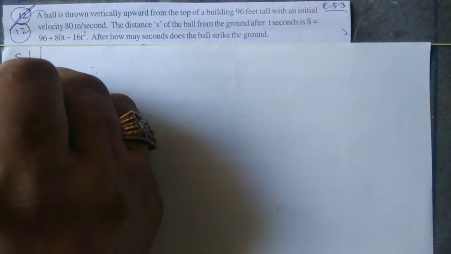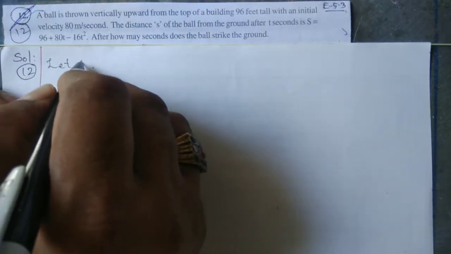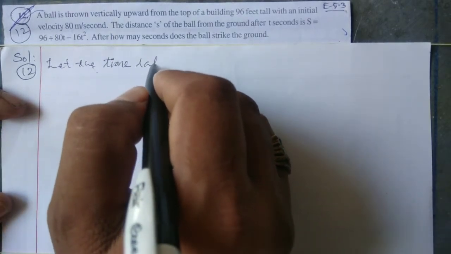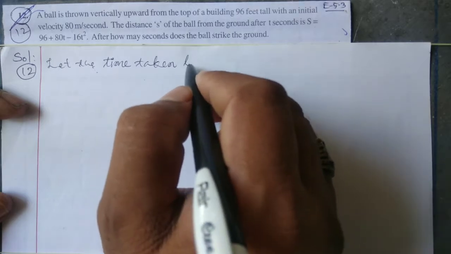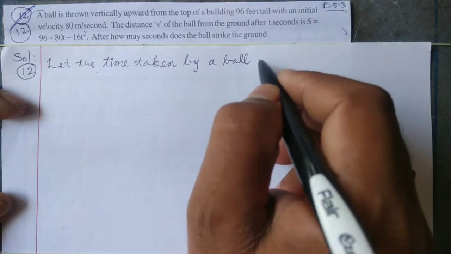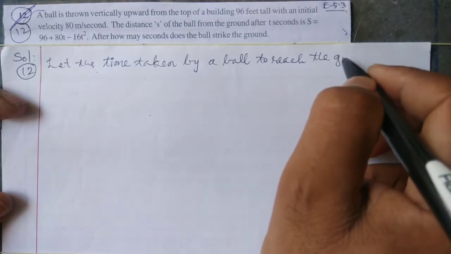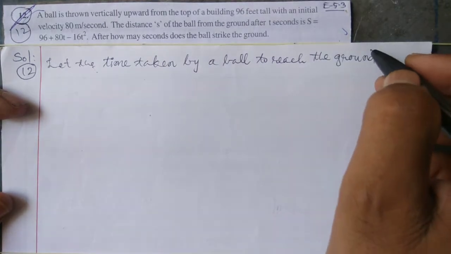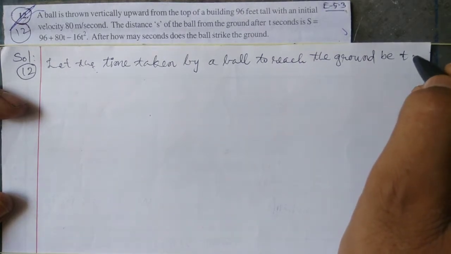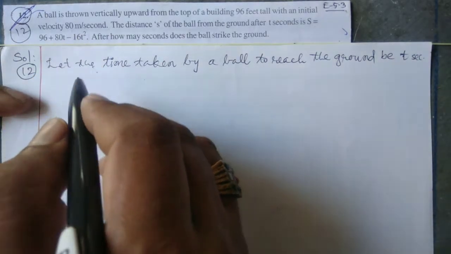Solution for the 12th problem. Let the time taken by a ball to reach the ground be t seconds, because here the given time is t, that's why.